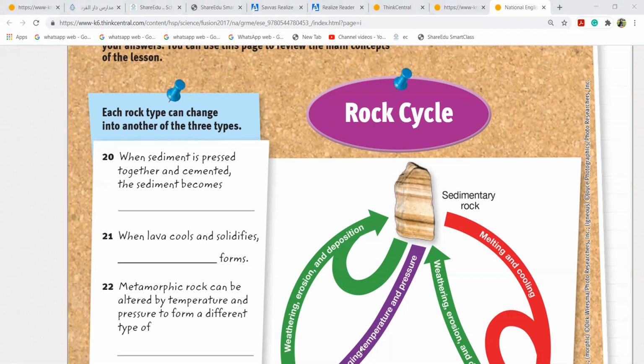Judy, are you there? Yes. So tell me which rock is formed when these sediments are pressed together and cemented.